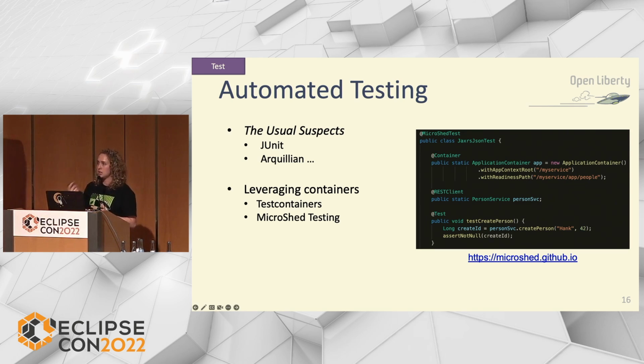So things like Testcontainers or MicroShed Testing, which is an implementation of Testcontainers. These essentially leverage containers to not only make it easier for you as a developer to write tests, but, I would argue more importantly, to get that dev-prod parity. So making your development environment as close to production as possible. If you're deploying your application into a container, it makes sense to then test in a container to try and mimic that environment as closely as possible.